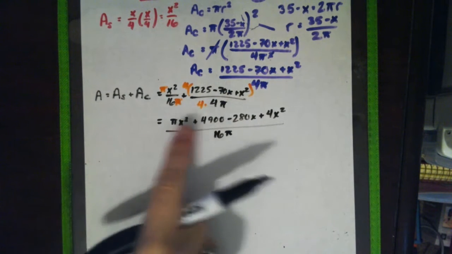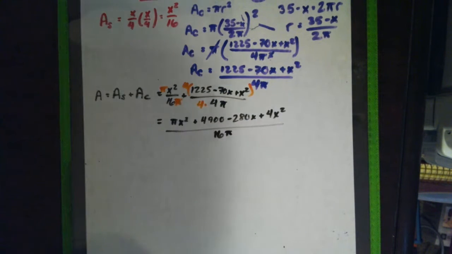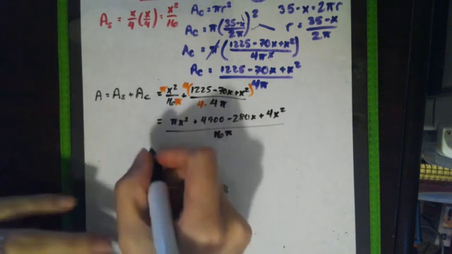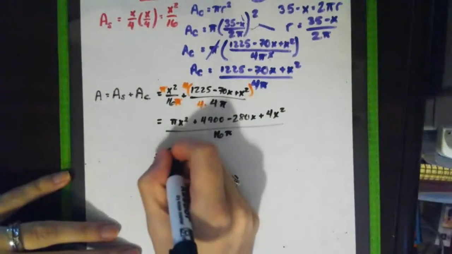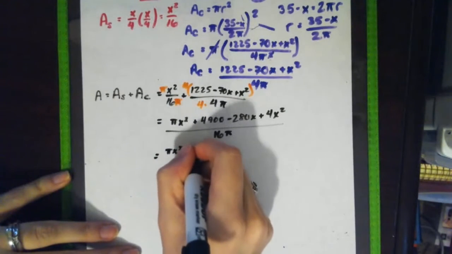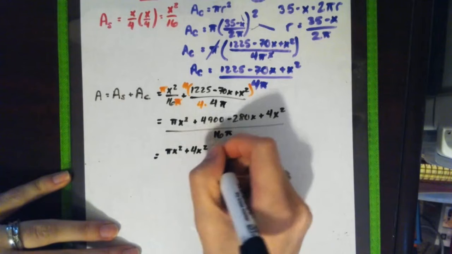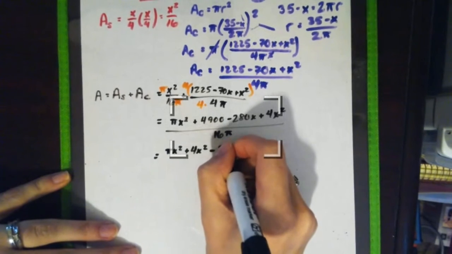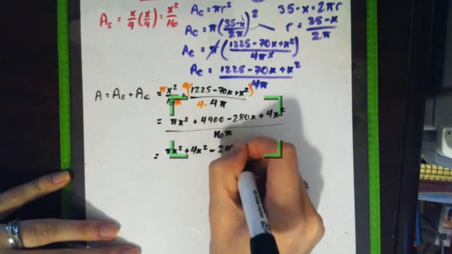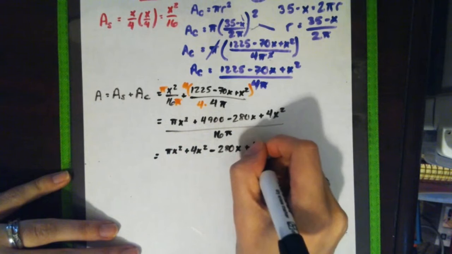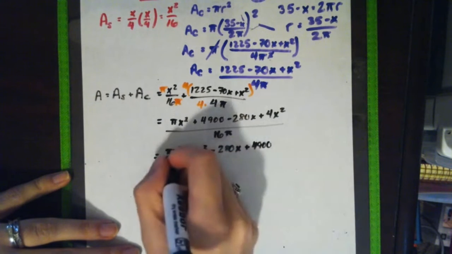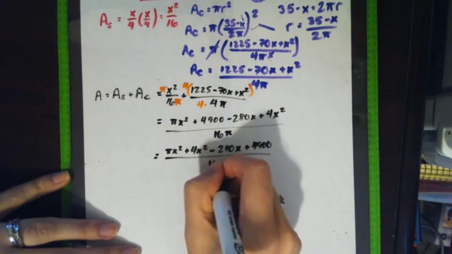You'll notice that I have two x squared terms here, so I'm going to put those together. So I have pi x squared plus 4x squared. And then I'm going to put my x term next, which is the negative 280x plus 4,900 all over 16 pi.